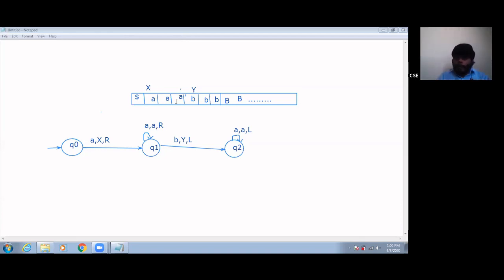So I am at Q2 only. Any number of A's I have moved left-hand side. See my input processing symbol as well as my state, because you should not miss this point. So for this 1A I have seen 1B, and again I am moving left-hand side and I encounter X. After X, I need to move right-hand side, and the second A I need to process.